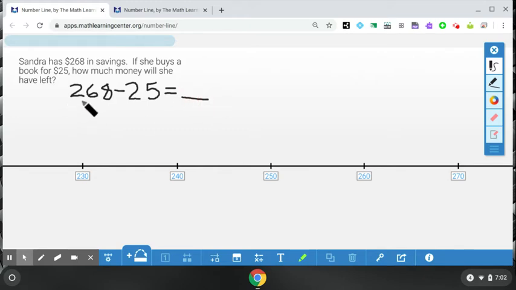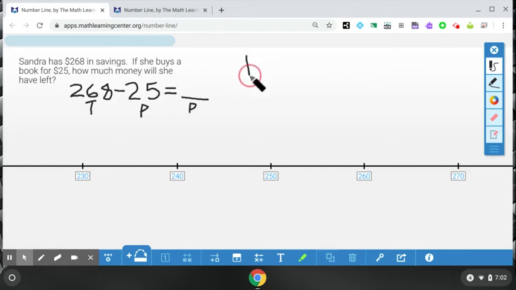And we notice that 268 is our total. That's how much we started with. We spent some of our money, so that's a part. And we're looking for the remaining part. So there's our number sentence.